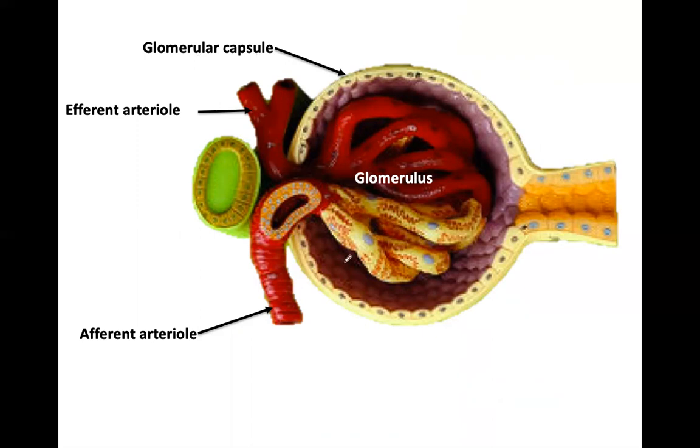You have two blood vessels that bring blood in. They circulate it through the glomerulus and then take it out. The one that is coming in is referred to as the afferent arteriole, which is thicker. And then you have the one that takes the blood out, called the efferent arteriole.